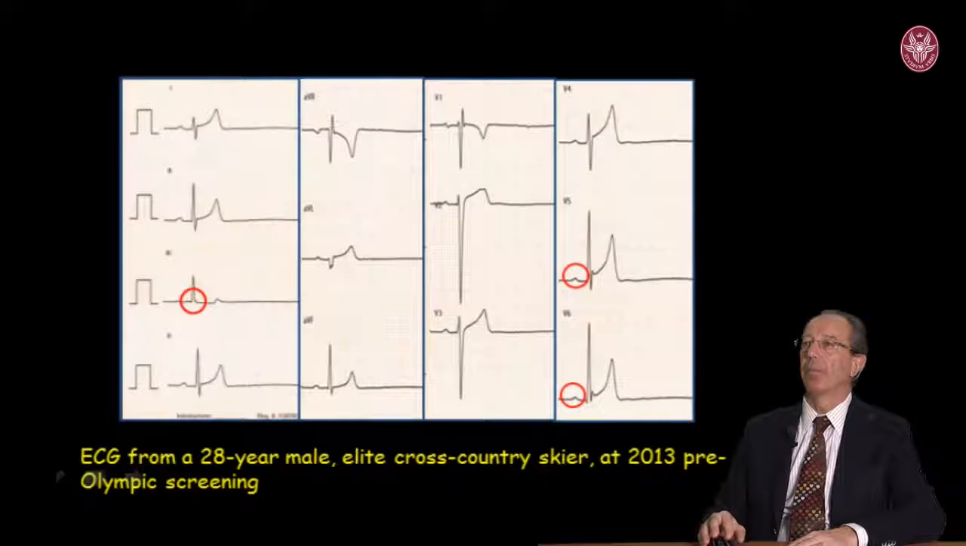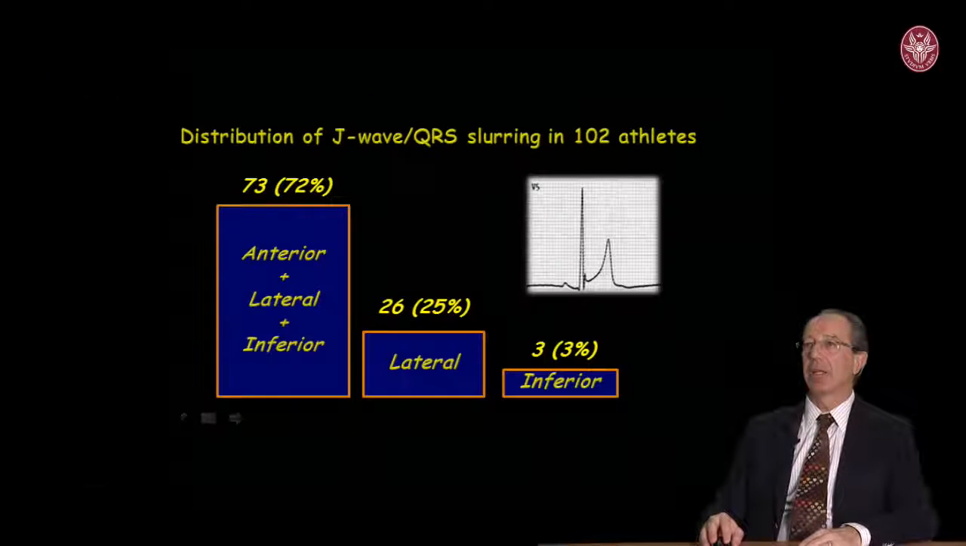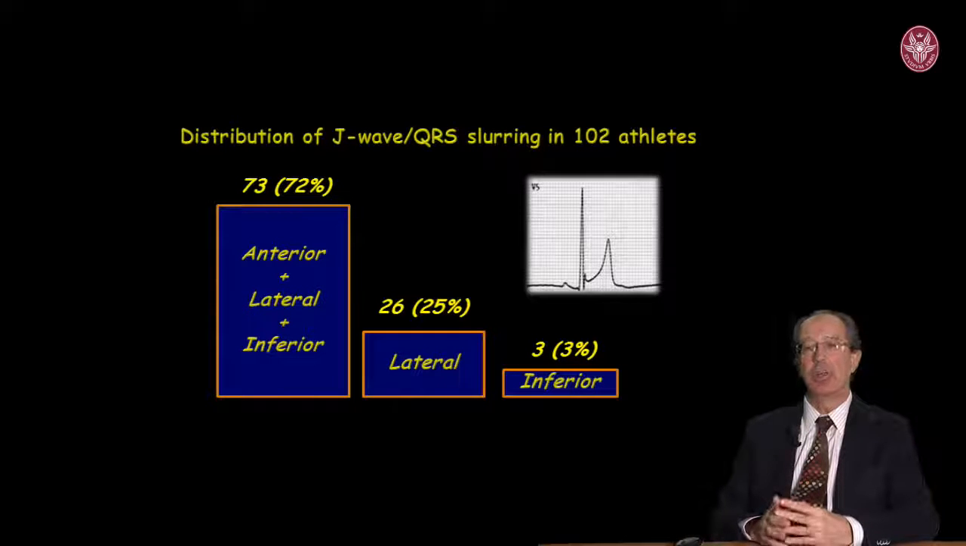The distribution of J-wave and quiescent learning in our athletes was mostly anterior, lateral, and inferior, that is, diffuse, in over 70% of the cases. In 25% of the cases it was just in lateral leads, and in the very thin minority of 3%, these J-waves were present in the inferior leads. This location should be remarked because, according to the Michel Sager observation, the vast majority of the patients with primary ventricular fibrillation had a J-wave pattern present in the inferior and lateral leads, at variance with our athletes.